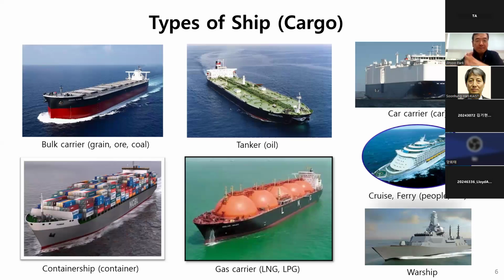In general, the type of ship is classified by the cargo it carries. The bulk carrier carries grain or coal. If the ship carries oil, we call it tanker. Of course, container ship carries containers. Car carriers carry cars. Similarly, gas carrier and cruise and ferry. There are many types of ships according to cargo types.